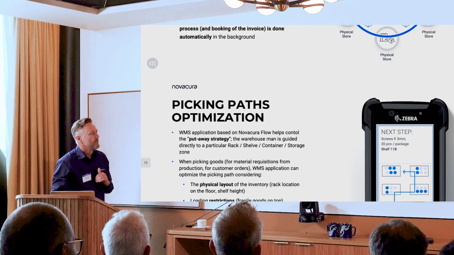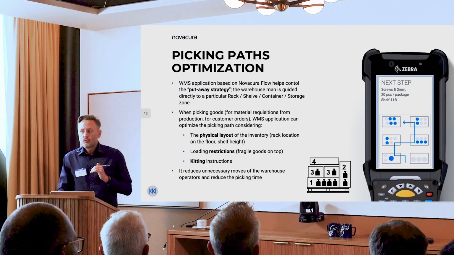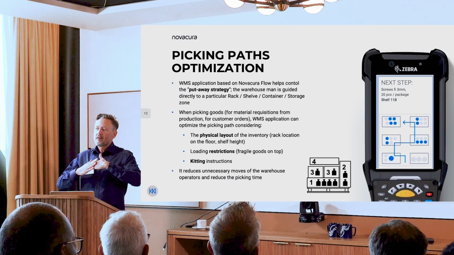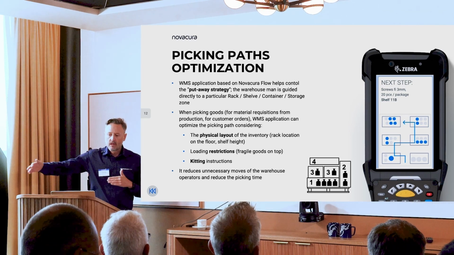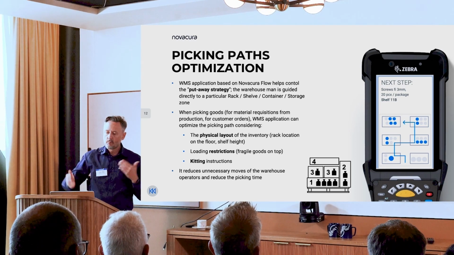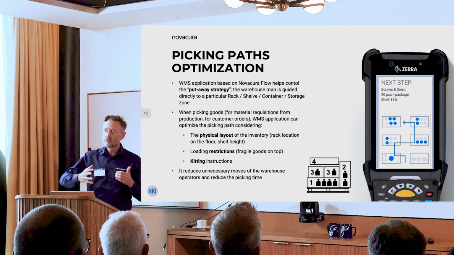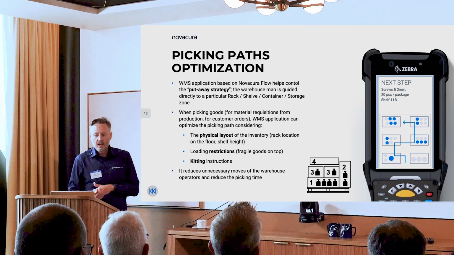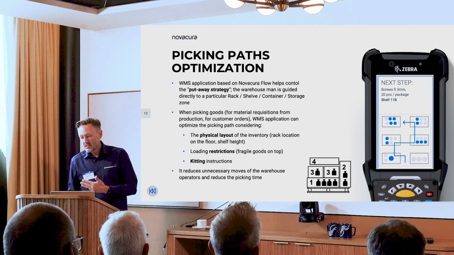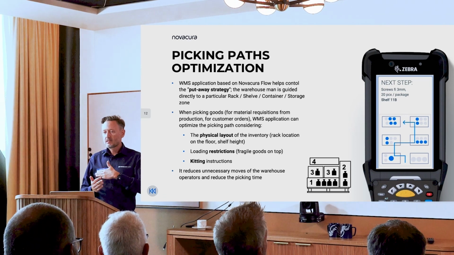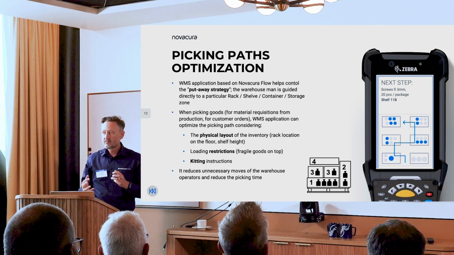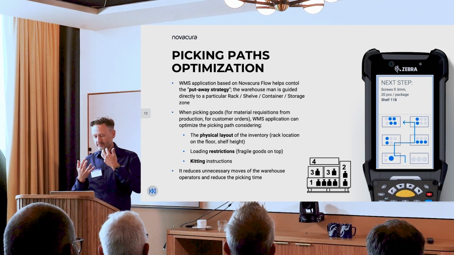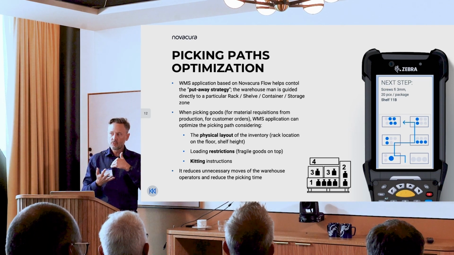Next example. Flow could be used to optimize picking paths. Let's imagine you have shop floor orders and they require some components, some material, and the warehouseman needs to collect all that stuff and bring it to the work center. Now, without the optimization, the warehouseman might go back and forth to collect these things. And this application, simply put, helps to choose the optimal path.